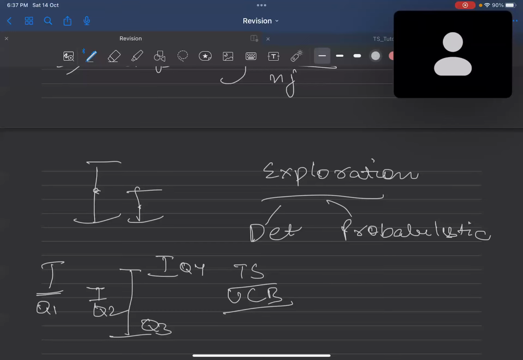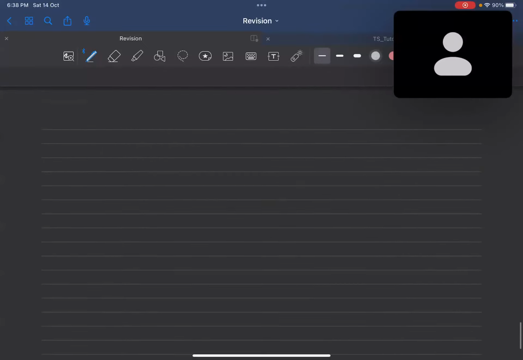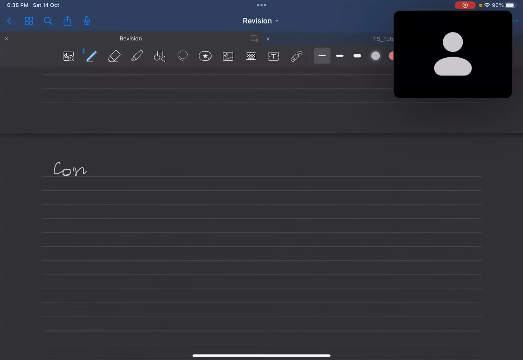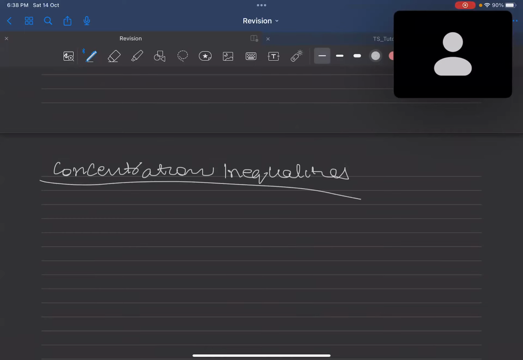Now, coming to these were the MAB techniques. Any doubts in the MAB techniques? Are they clear? Then we came to concentration inequalities. I think I have cleared how the other MAB technique came into the picture. Now coming to the concentration inequalities.